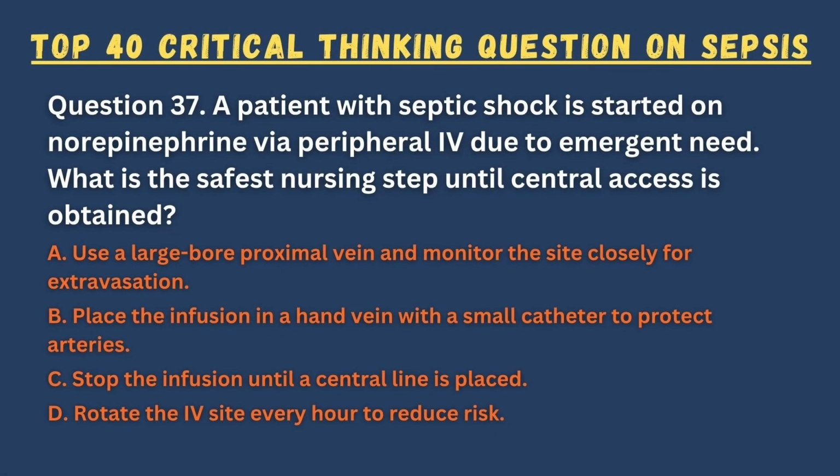Question 37. A patient with septic shock is started on norepinephrine via peripheral IV due to emergent need. What is the safest nursing step until central access is obtained? A. Use a large bore proximal vein and monitor the site closely for extravasation. B. Place the infusion in a hand vein with a small catheter to protect arteries. C. Stop the infusion until a central line is placed. D. Rotate the IV site every hour to reduce risk.